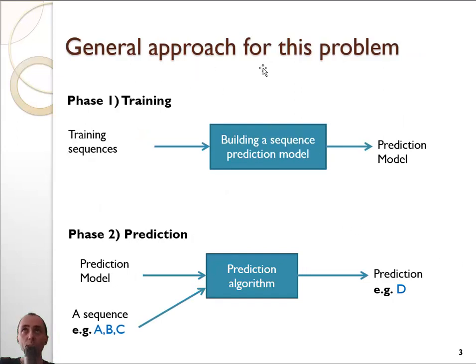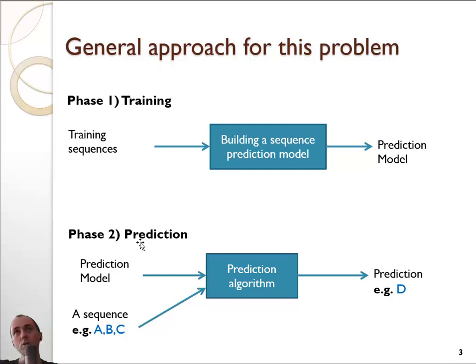The general approach is as follows. You have some training sequences that we saw before. Okay, we know A followed by B, by C, and so on. And then we want to use these sequences to build a model that will allow us to do some prediction for new sequences. So we call this a sequence prediction model. The first phase is training. We have some training sequences, we build a model, and now we have a model to do prediction.